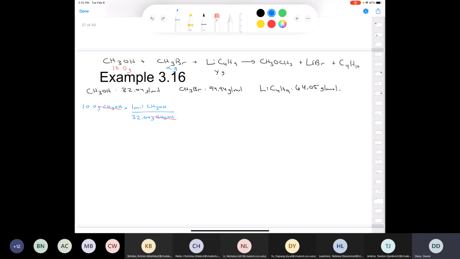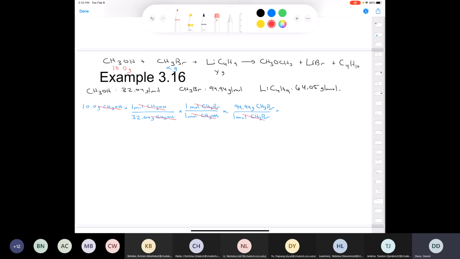So I need to find the relationship between the number of moles of methanol and the number of moles of methyl bromide. And then I see the ratio is 1 to 1. For every 1 mole of CH3OH, I consume 1 mole of CH3Br, like that. And then I know that in 1 mole of methyl bromide, CH3Br, I have 94.94 grams of CH3Br, like that. Look at this. The number of moles of methanol cancel, the number of moles of methyl bromide cancel. And I'm going to end up with the mass of methyl bromide.